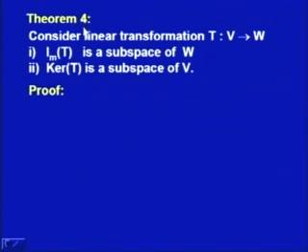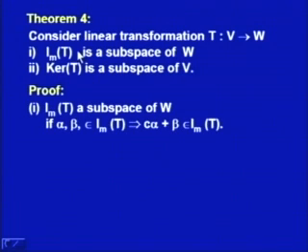Now we can prove these theorems. Consider linear transformation T, then image T is a subspace of W and kernel T is a subspace of V. Now, first we prove the first result, that image T is a subspace of W. So, to prove this, we consider alpha, beta belonging to image T. Then if C alpha plus beta also belongs to image T, then image T is a subspace. This is the very definition of subspace.